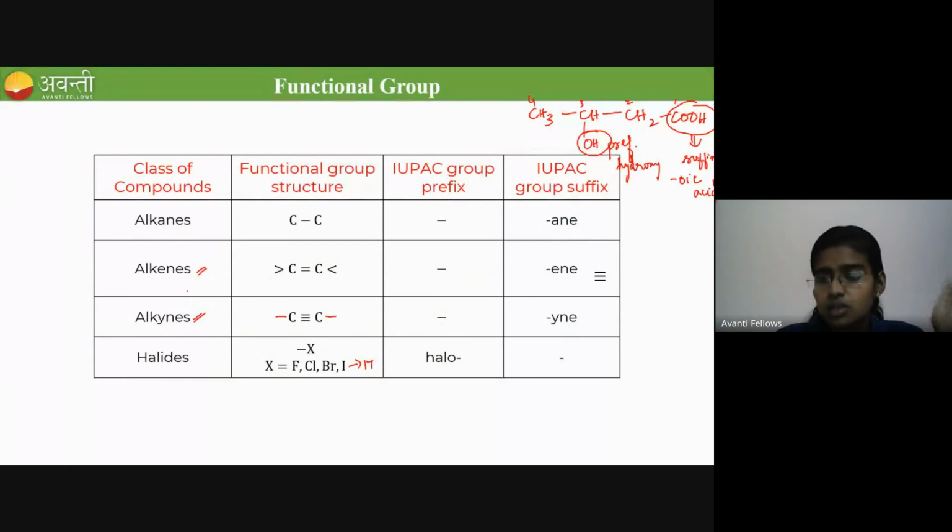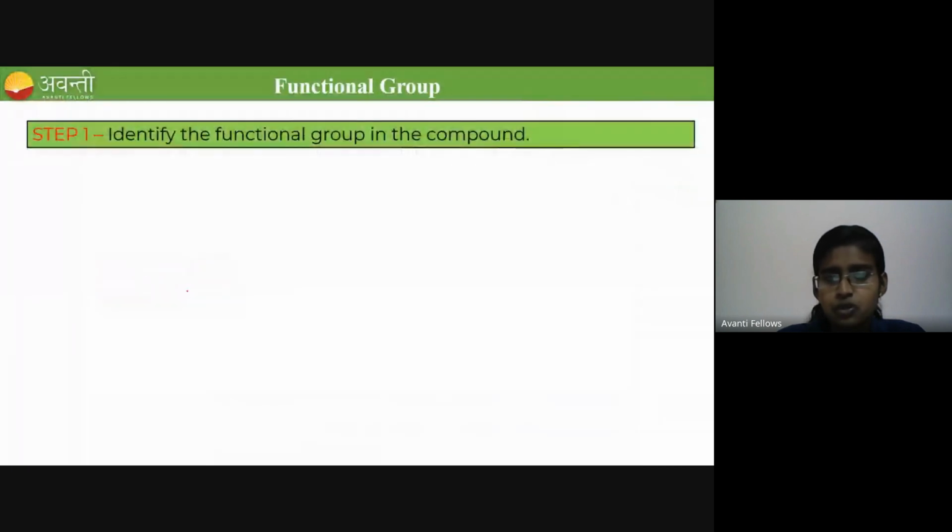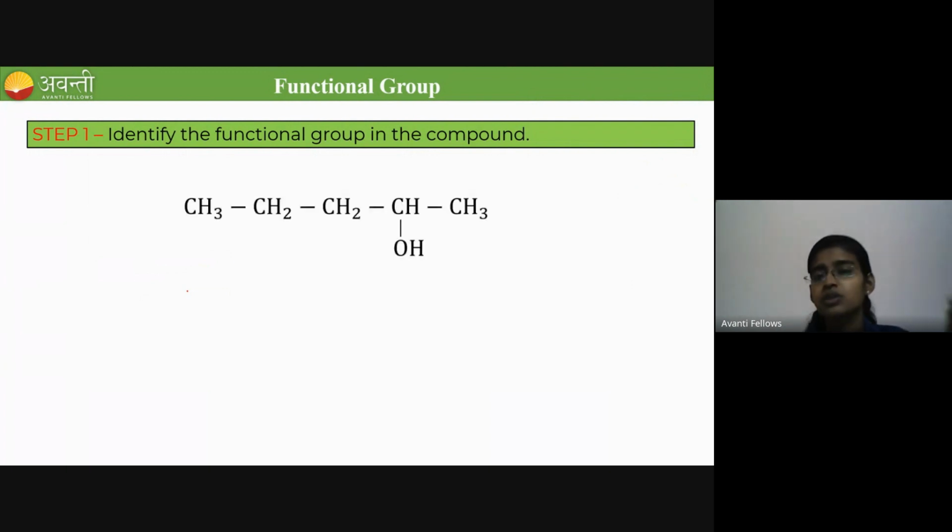So now let's try to apply these things in a compound. Let us take some examples and follow some rules to name a compound which has a functional group. The first step to name the compound is you have to identify the functional group in the compound. Can you identify the name of the functional group present here in the compound, which you can see on the screen? What is the name of the functional group here?